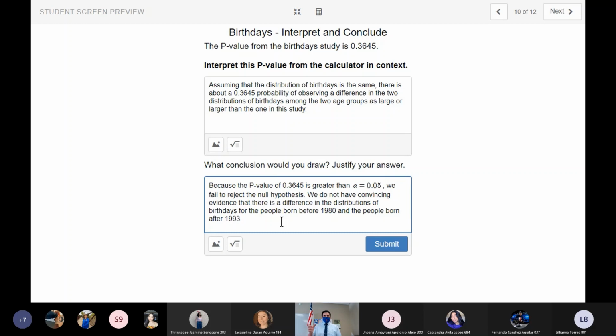So we have that first statement saying essentially why we fail to reject the null hypothesis, and then that we do not have convincing evidence of our alternative. We need both parts. Simply saying that we reject or fail to reject the null hypothesis is not enough. It's part of it. You need that part, but it's not enough. Are there any questions? Is there anything I can clarify on this part?